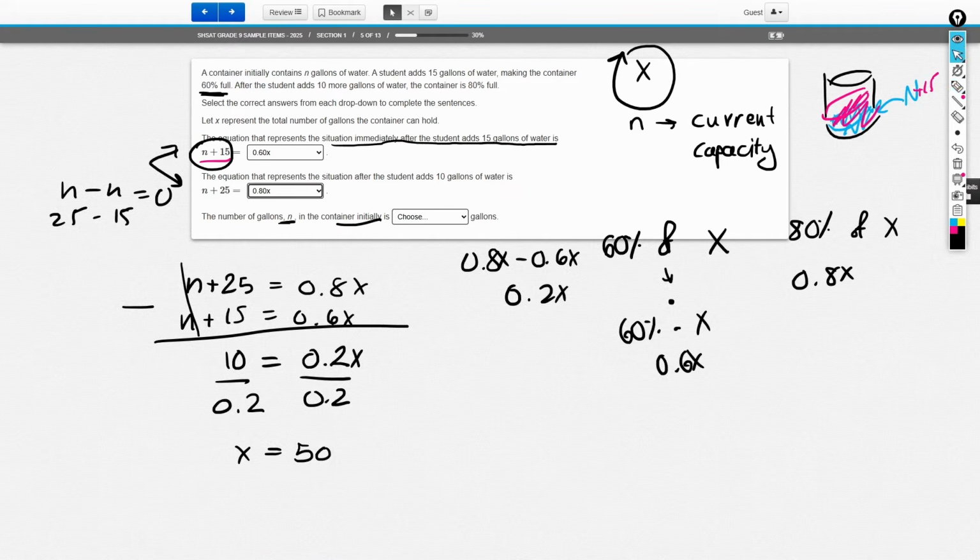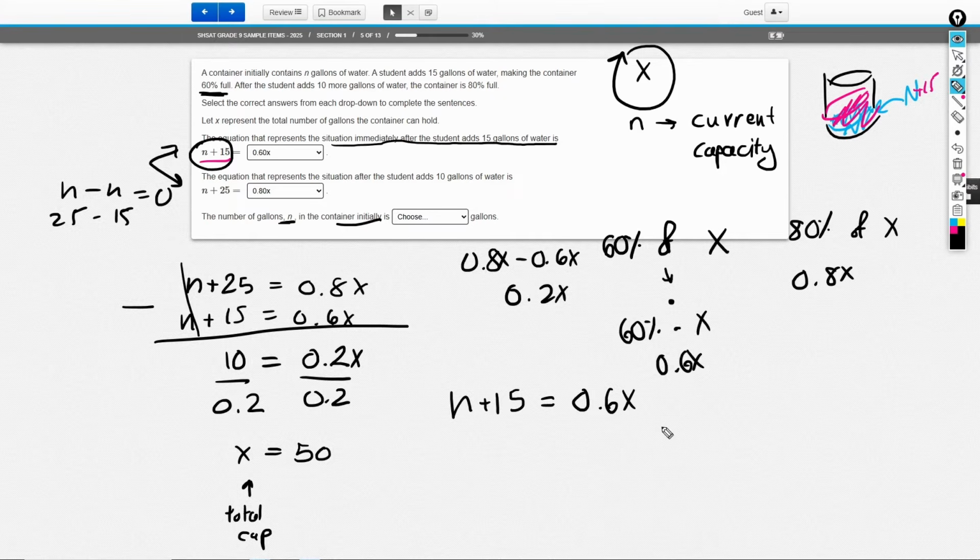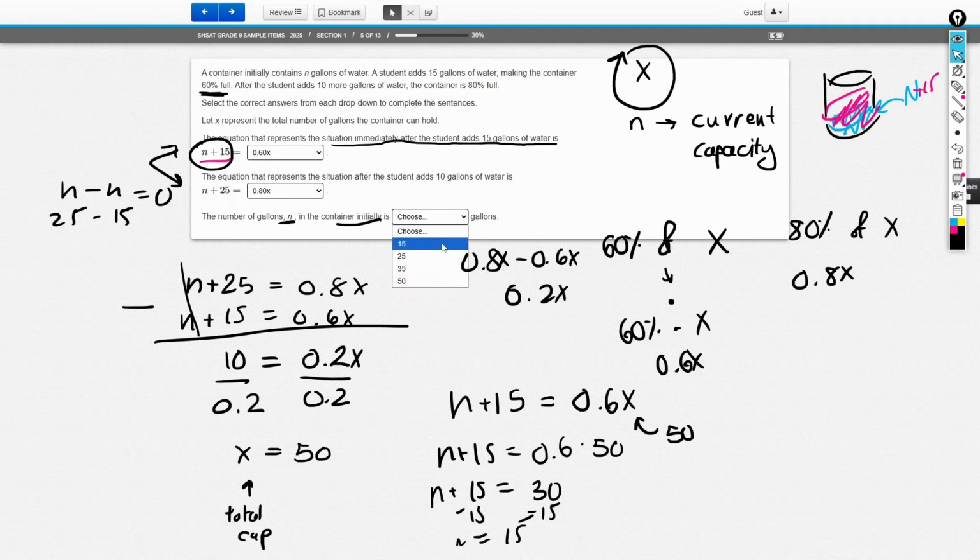Now, am I going to go ahead and select 50? No, that's a trap answer because x is the total capacity. I want the current capacity. So now that I know what x is equal to, I can plug that x into any one of these two equations. So let's just do this one. I have n plus 15 is equal to 0.6x. I know that x is equal to 50, so I can say that n plus 15 is equal to 0.6 times 50, and that n plus 15 is equal to 30. And if I subtract both sides by 15, I get that n is equal to 15. So the current capacity has to be 15 gallons, okay?